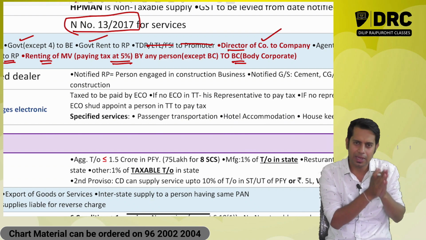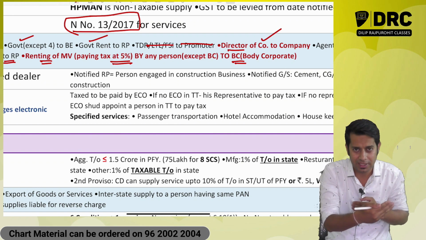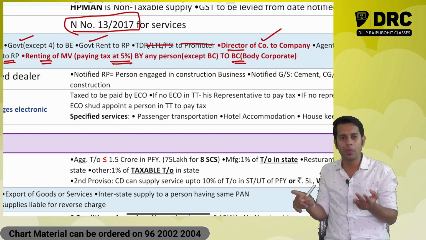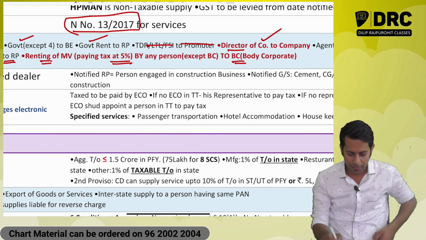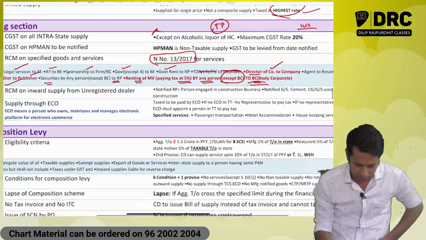So if a person is in the business of renting of motor vehicle and he has opted to pay the taxes at 12% and he is giving services to a body corporate, then only RCM is applicable. So the supplier can be any person other than a body corporate. The recipient is always a body corporate.